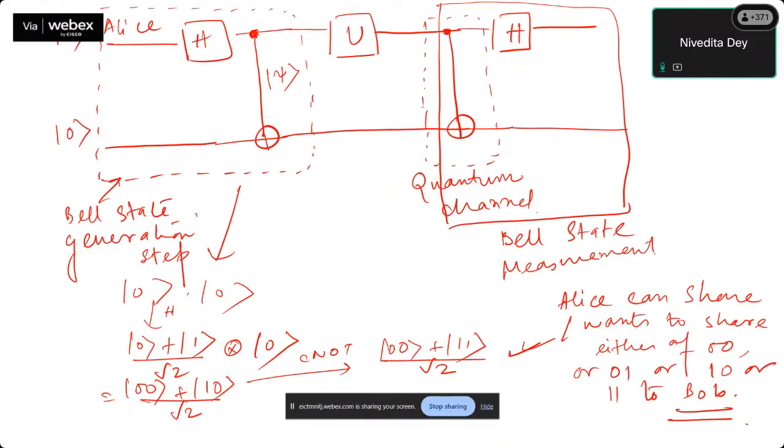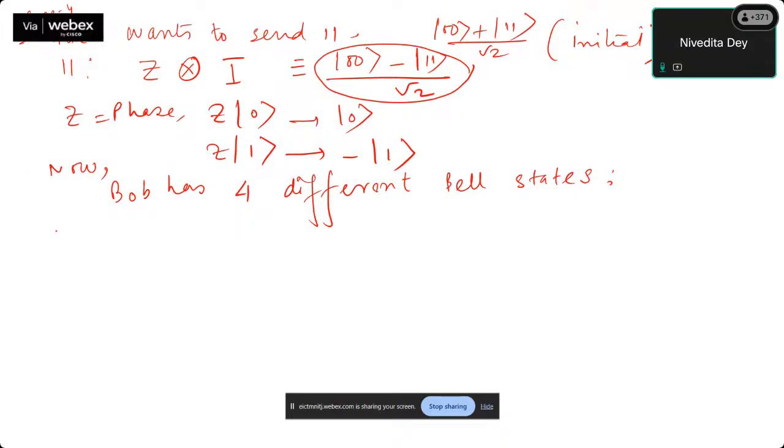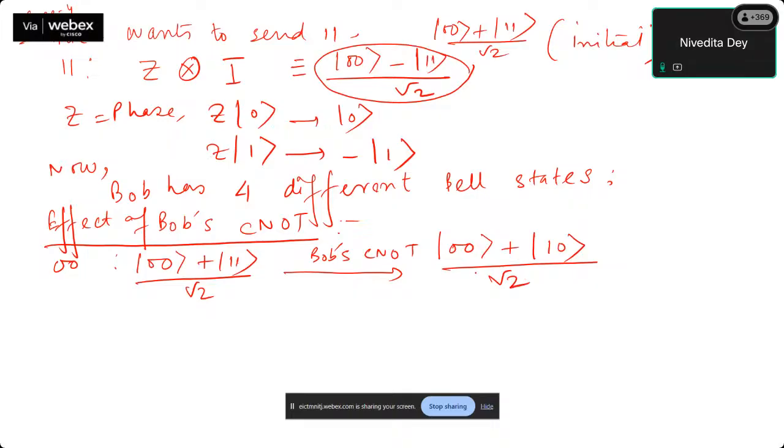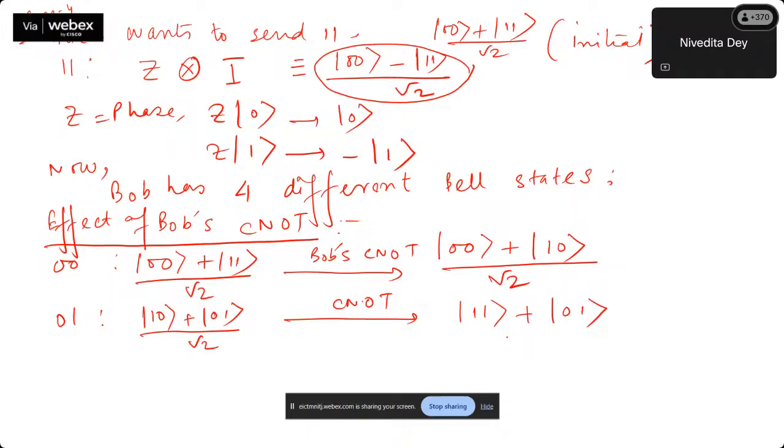Okay. So the effect of Bob's C naught, just you see here. Let us see what Bob can have. If it is 0 0, Alice wanted to send 0 0, thus Alice must have sent this. And now on this, if you apply Bob's C naught, it will be 0 0 plus 1 0, because it is 1, so it will be flipped, divided by root 2. Right? Similarly, if it is 0 1, then Alice must have sent this. And on Bob's C naught, it will be what? No change, because here the control is 0.